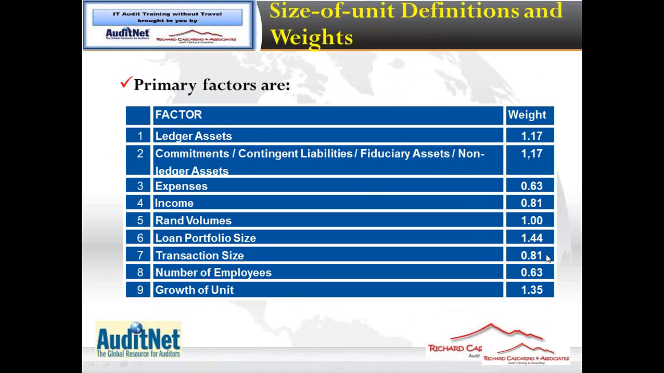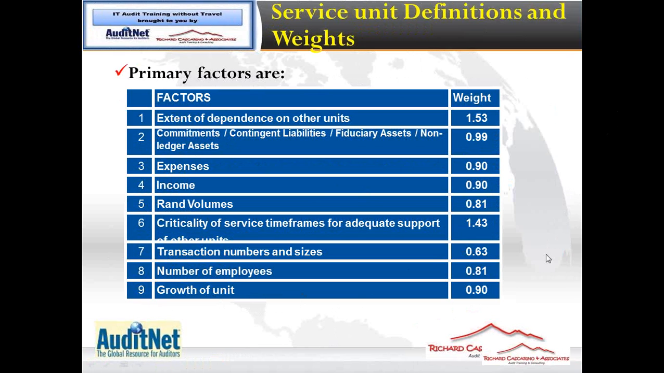If we then take that and apply it looking at other types of units, service units, there your primary risk factors can include things like the extent of dependence on other units. Are you dependent on them, or are they dependent on you? How critical is this business area? Commitments, contingent liabilities, fiduciary assets, non-ledger assets, etc. Expenses and income. Rand volumes again. Criticality of service timeframes for adequate support of other units. Transaction numbers and sizes, number of employees, growth of the unit.